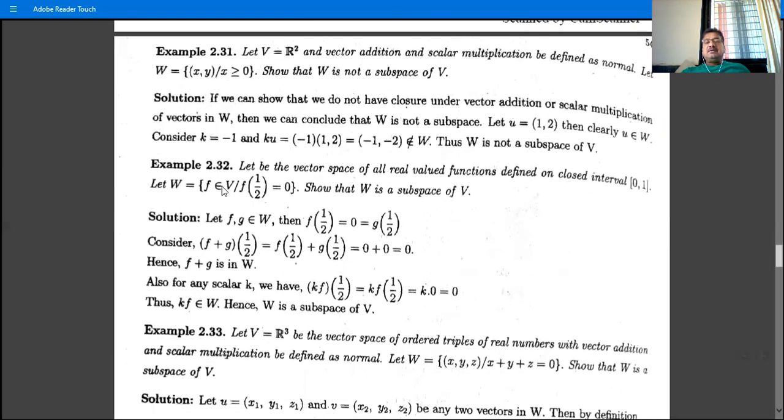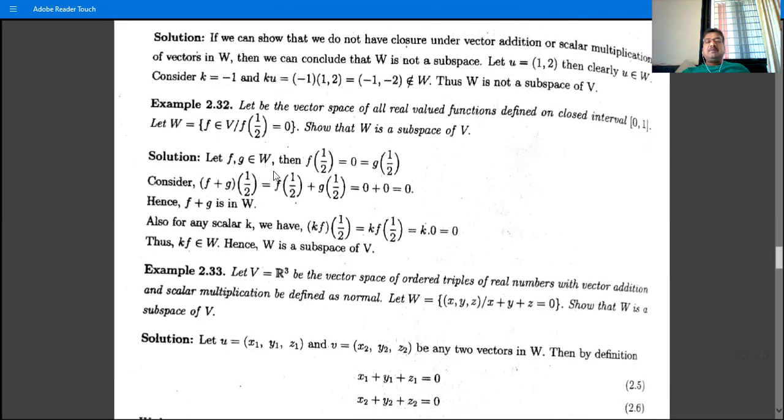Similarly, in this example, V is the vector space of all real valued functions defined on the closed interval [0, 1], and W is the set of functions f from V such that f(1/2) is 0, and therefore W is a subspace of V. So we show the addition of two elements of W belongs to W. Take two elements f and g belonging to W. Then f(1/2) and g(1/2) are 0 because of this condition. And now consider (f plus g)(1/2), which is f(1/2) plus g(1/2), equal to 0 plus 0, which is equal to 0, and therefore f plus g belongs to W because f plus g satisfies this condition.